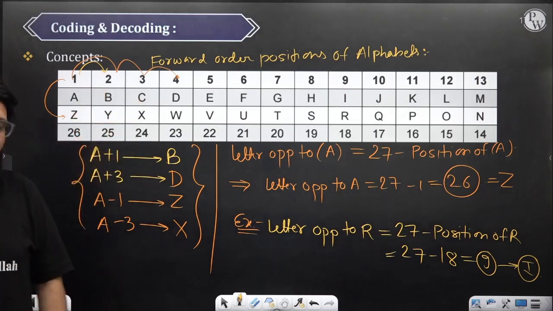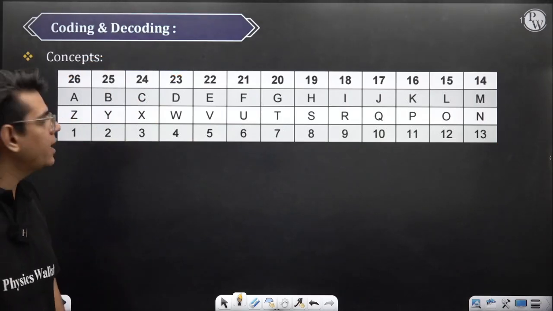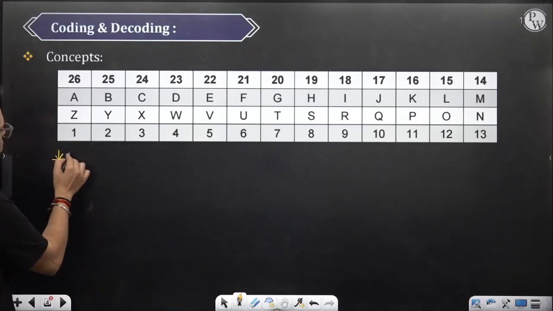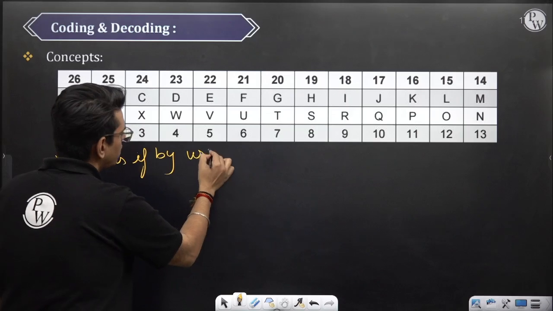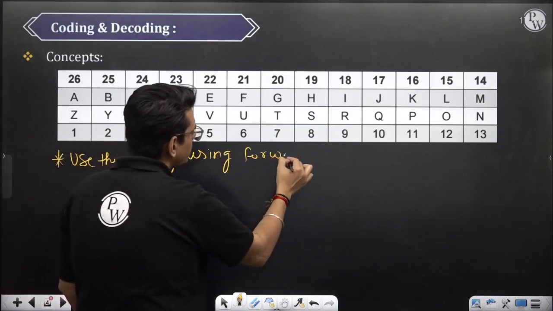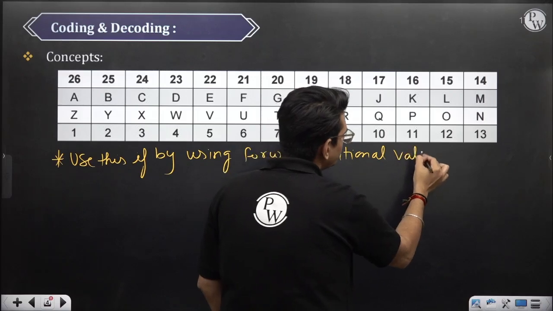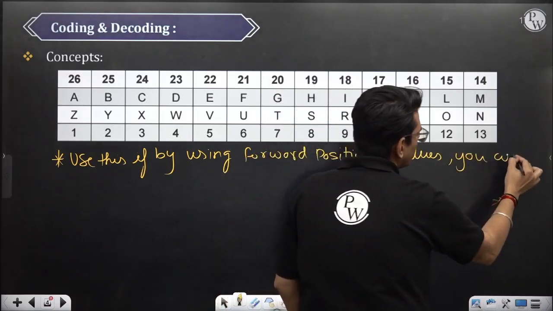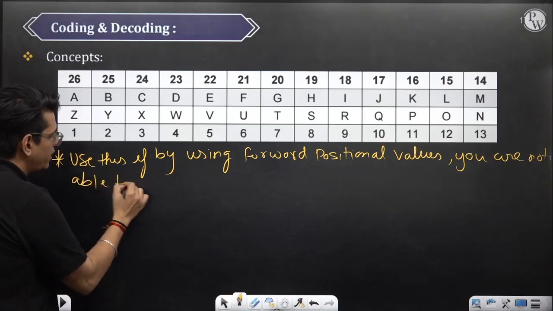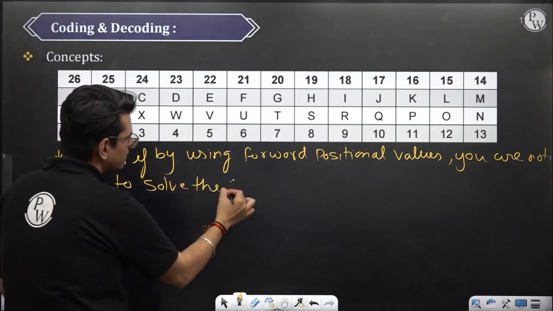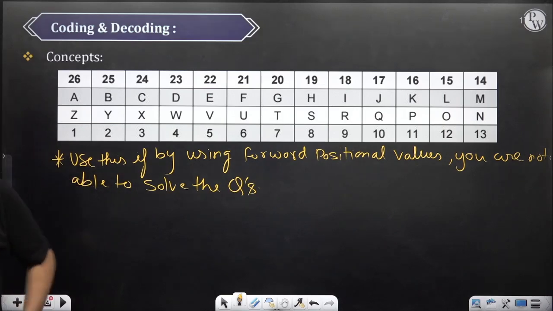In most cases, you just have to use the forward position of the alphabet to solve the questions. But in some cases, where you find it difficult to find any pattern using forward positional values and you are not able to solve the questions, you can use this. We will see some examples where we need to use the reverse order of the alphabets.